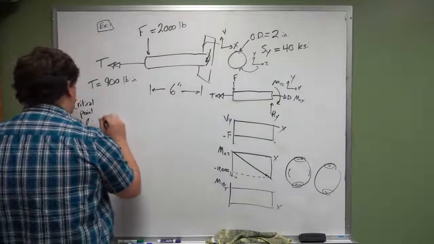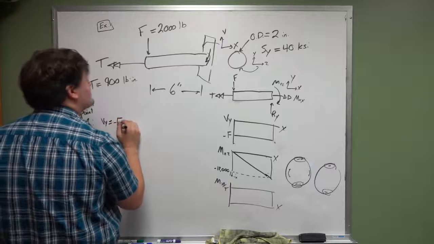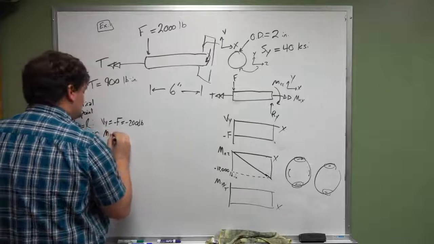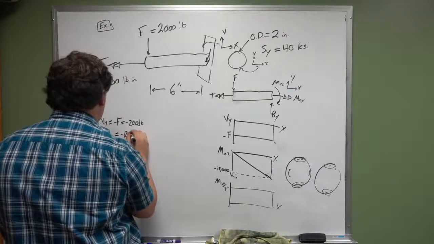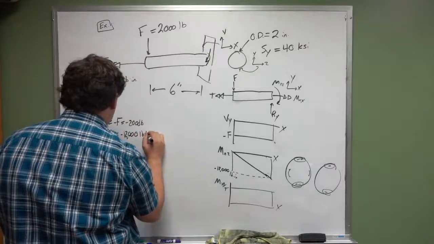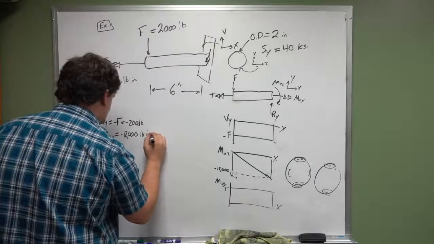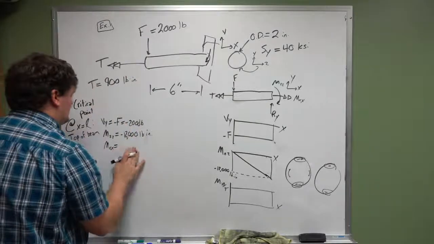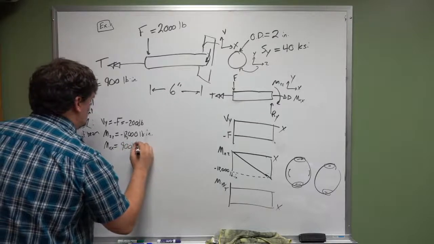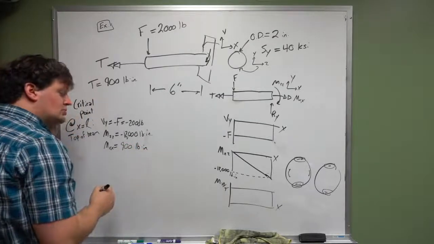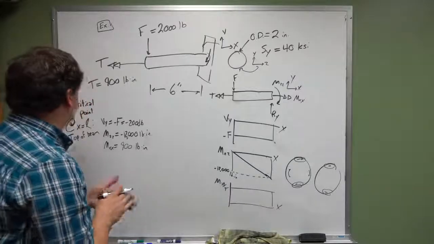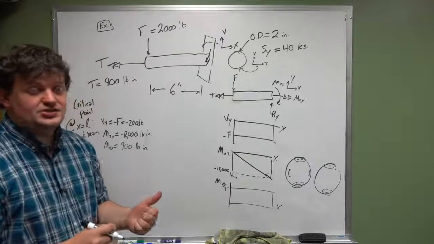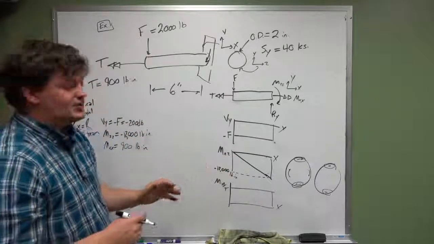So here we know Vy is equal to negative F, which is equal to negative 2,000 pounds. We have Mzz is equal to negative 12,000 pound-inches, and we know Mxx is equal to, not a negative, but a 900 pound-inch torque. Super. So now we've got our critical point. We know what our loading conditions are. These transfer very easily into stresses.